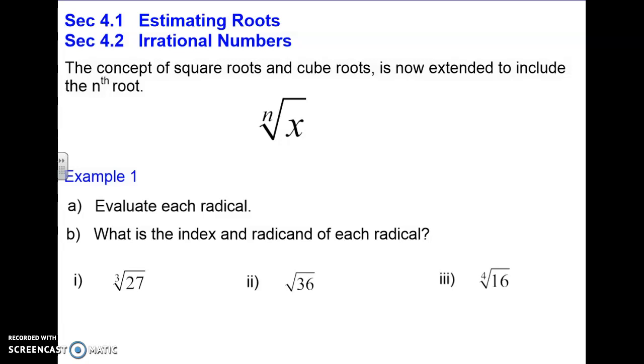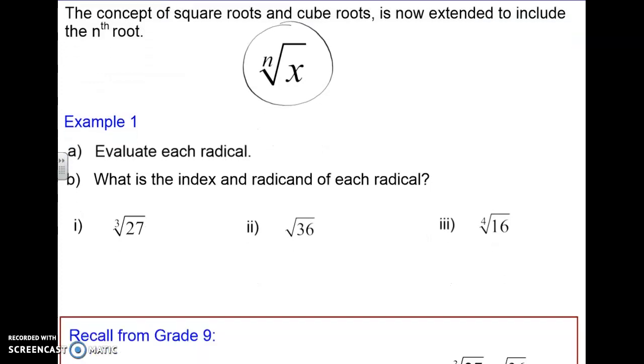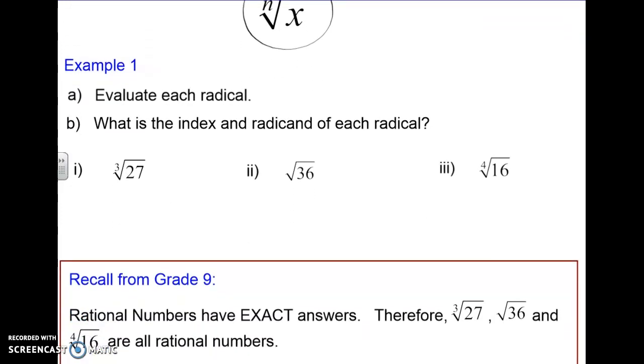So we've seen the idea of a radical before. Today we're going to talk about not just square roots where the index is 2, or cube roots where the index here is 3. Today we're going to talk about nth roots, so 4th roots, 5th roots, 6th roots, and so on. So in our first example, we're going to evaluate, which means tell me what it equals. Work it out. And then we're going to talk about what is the index and the radicand of each of these radicals, a little bit of review.